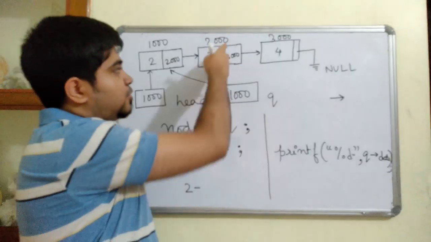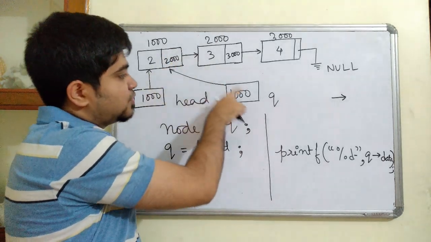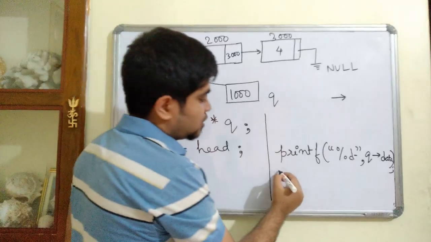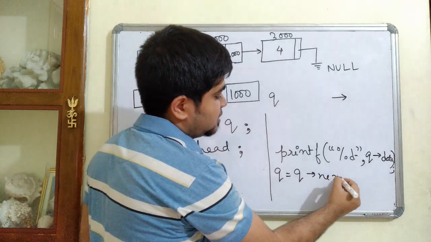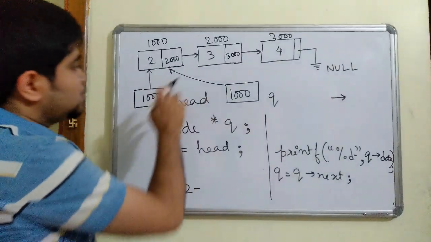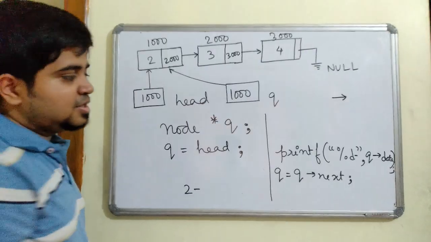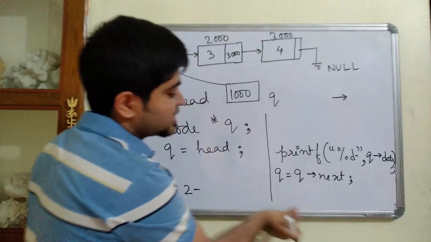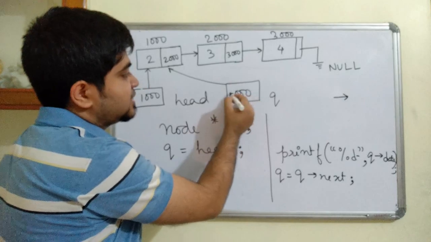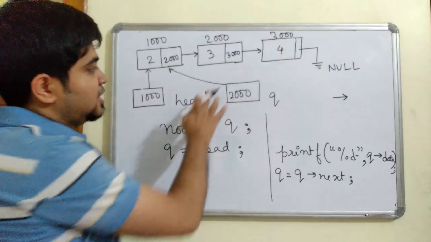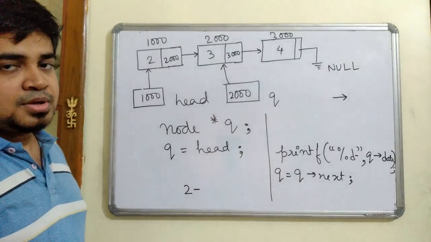How do I make Q point to this? Simply by getting this part and getting it stored over here. So Q will be equal to Q's next part. Just think about it. Q's data part is 2. Q's next part is what? 2000. So this Q's next part is actually getting stored into Q. And what will this be replaced with? It will be replaced with 2000.